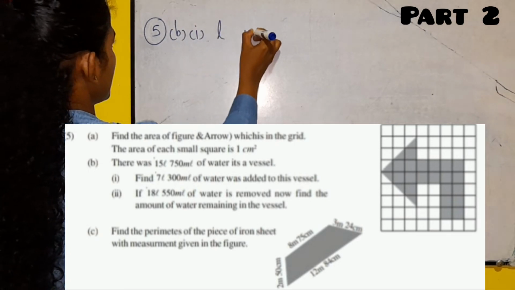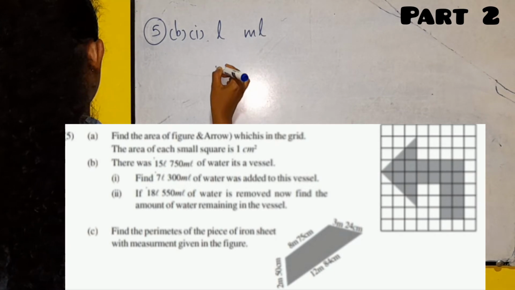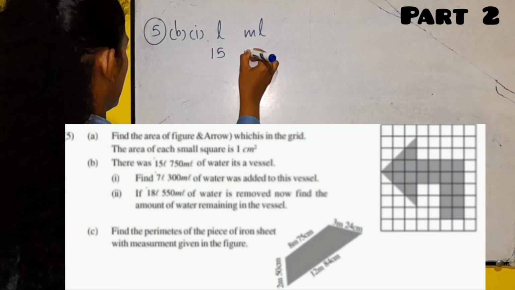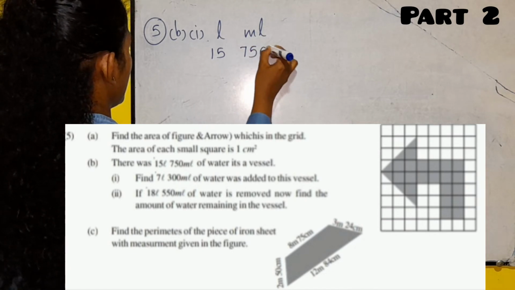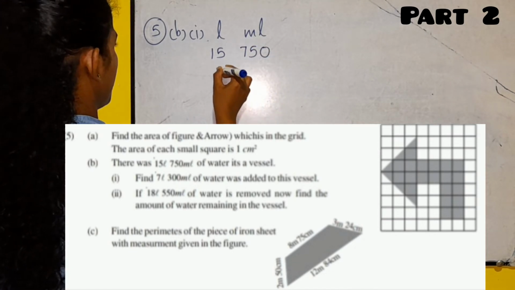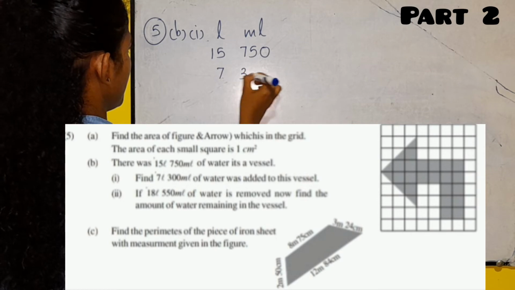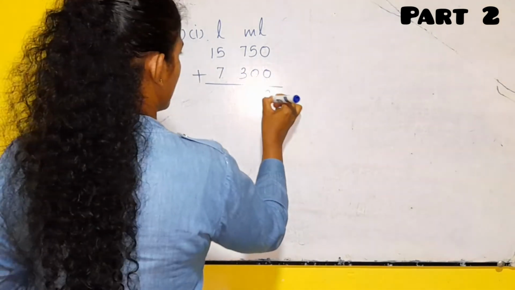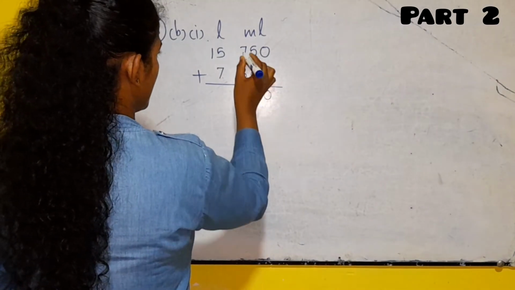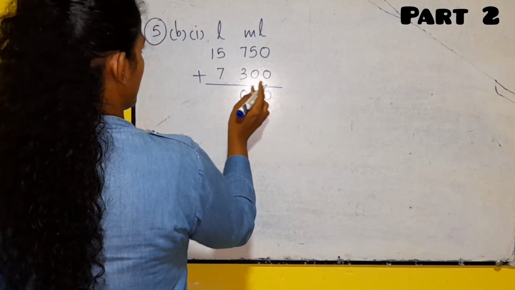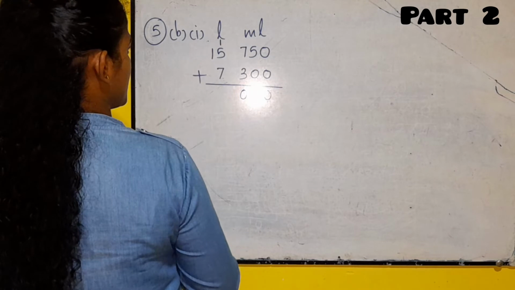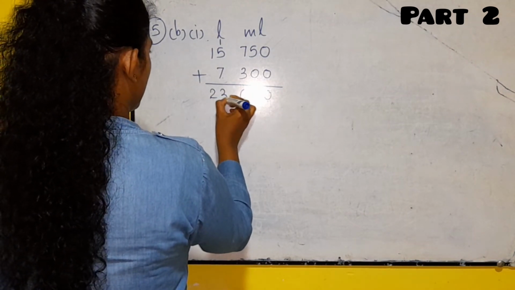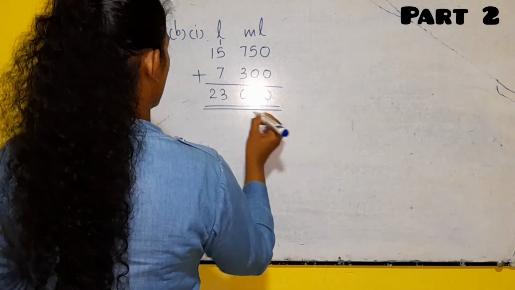By adding liters and milliliters. The first amount is 15 liters, 750 milliliters. Then 7 liters, 300 milliliters is added. Take the addition. 5, 0, 5, then here 10. So you have to take 1 liter to the liter side. Then here the addition is 23. This is the answer.